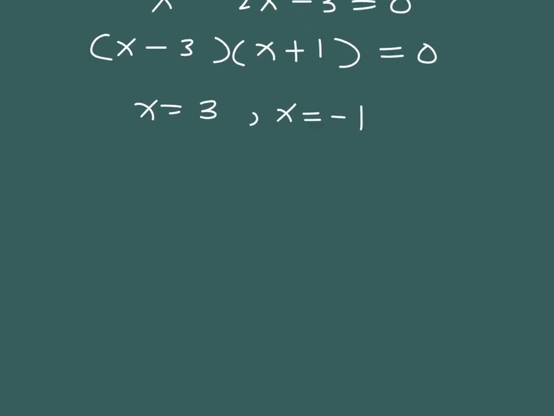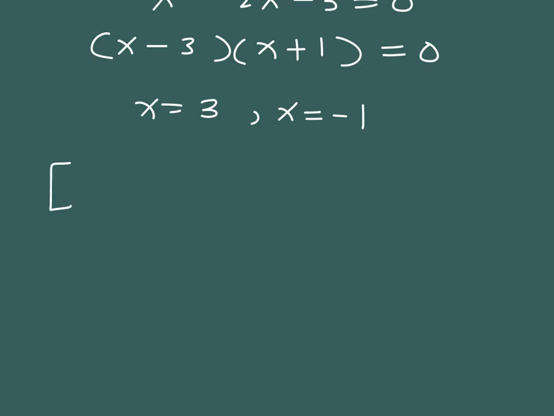Okay, how are we going to consider the restricted domain? The restricted domain can only allow critical values under that domain. So we check, is 3 part of negative 2 to 4? Yes. Is negative 1 part of negative 2 to 4? Yes. So we have to use both numbers.